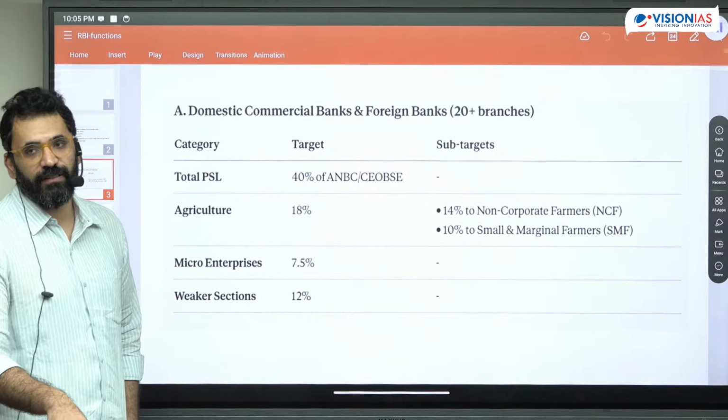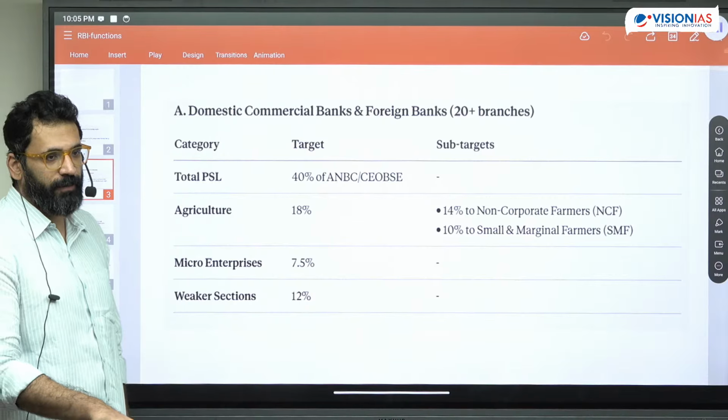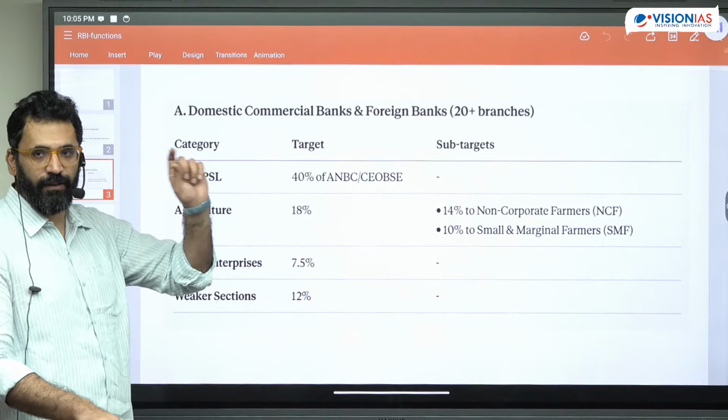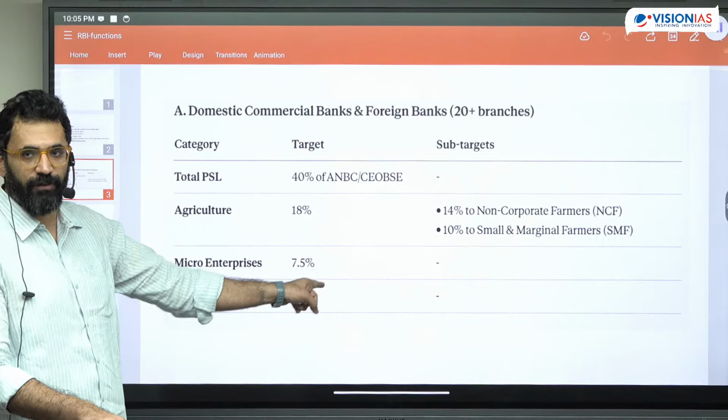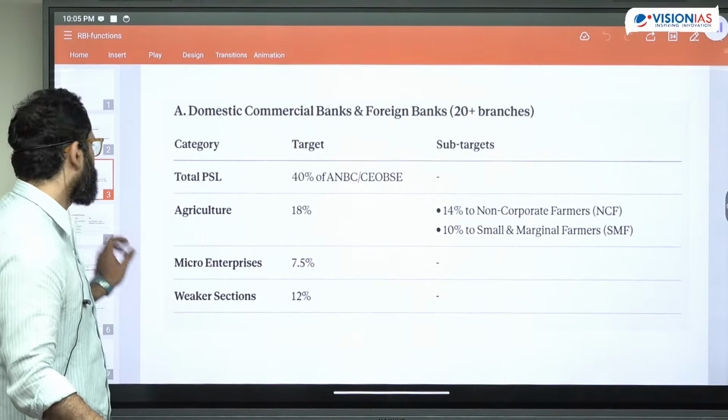UPSC last to last year asked this question. All MSME loans are priority sector loans or not? This statement was correct. All MSME loans are priority sector. In fact, in MSME, the micro has a target of 7.5. Weaker sections have to be given 12%. This is what is the cumulative target.